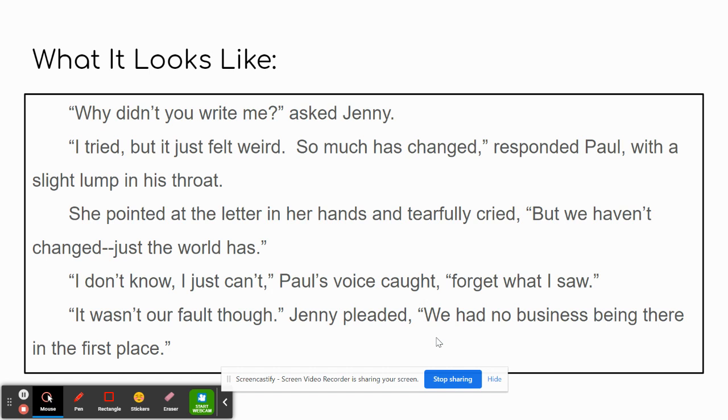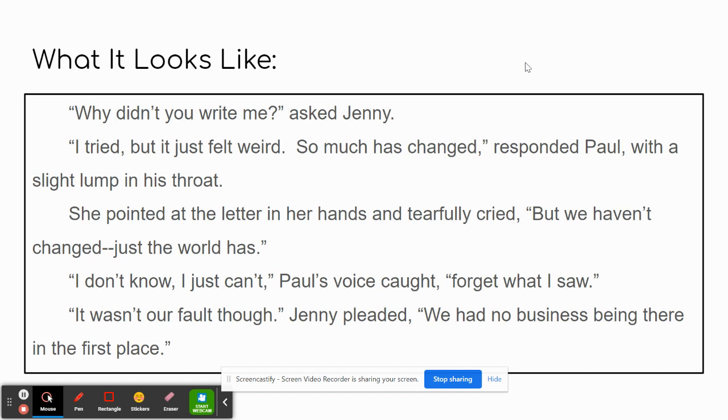You're also going to notice all of the emotion that is included in the dialogue. Asked Jenny, responded with a slight lump in his throat. She pointed at the letter in her hands and tearfully cried. Paul's voice caught, Jenny pleaded. So just in the verbs that are used, rather than using said over and over and over, we're really getting an idea of the action and the emotion of the story as well as the dialogue giving us that.